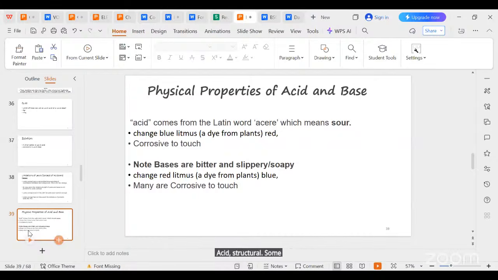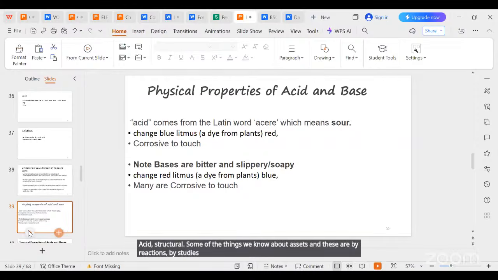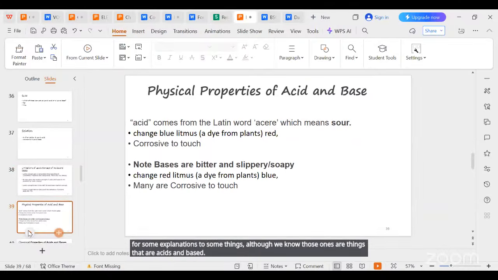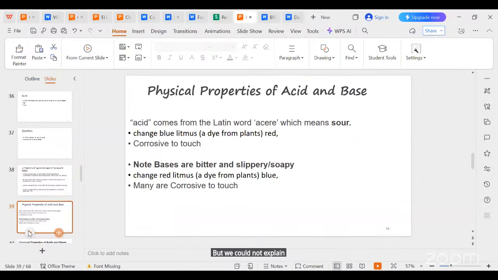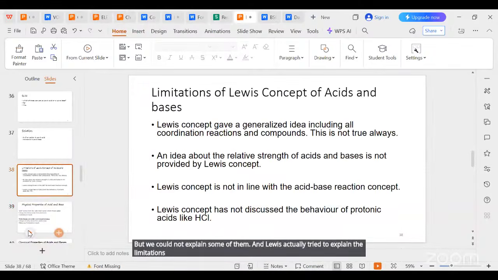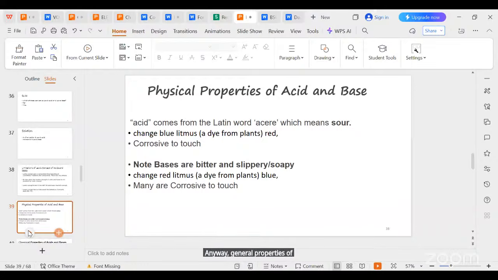Some of the things we know about acids and bases are from reactions and studies. People have come to know them. So we are still waiting for explanations of some things, although we know those are acids and bases, but we could not explain some of them. And Lewis theory, which tried to explain the limitations of the others, still has its own limitations. Anyway, general properties of acids and bases that they change.